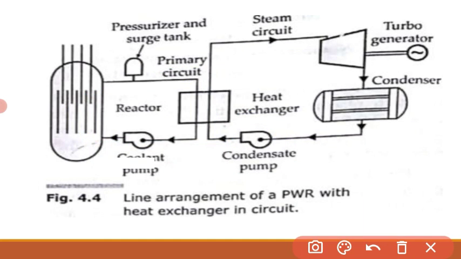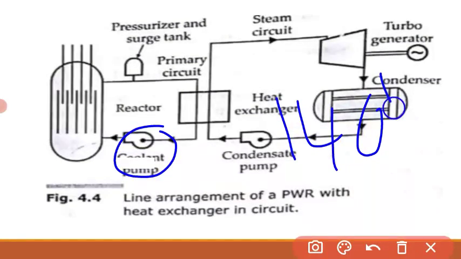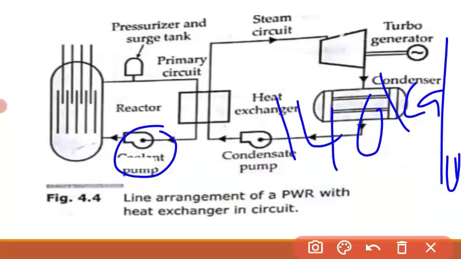For pumping, they use a pump here. High pressure is applied, which is mentioned as 140 kg per centimeter square, around the core, so that the water in liquid state absorbs heat from the uranium and transfers it into the secondary loop.